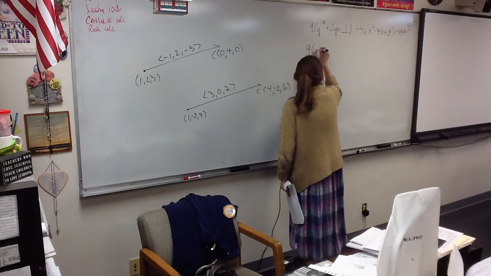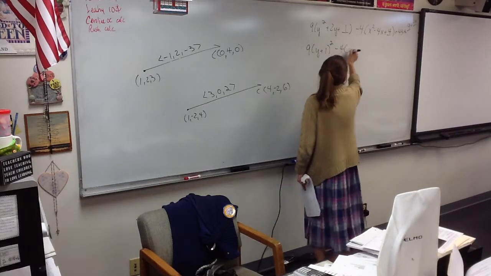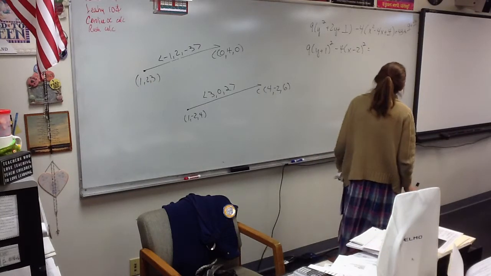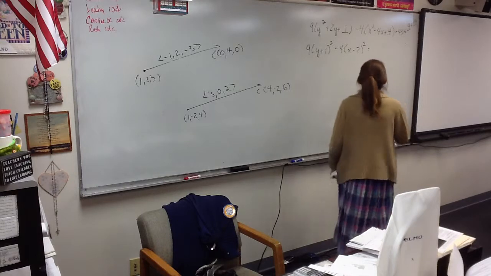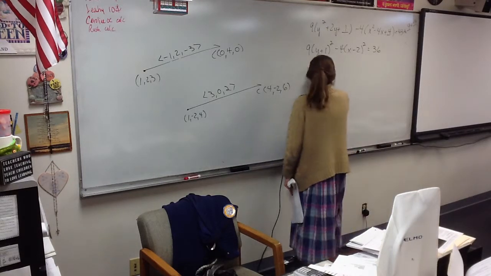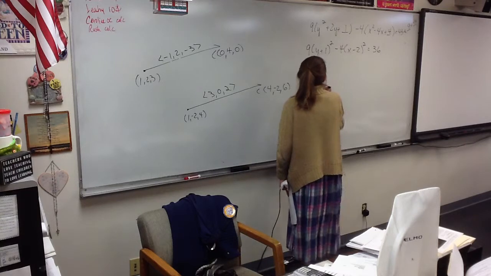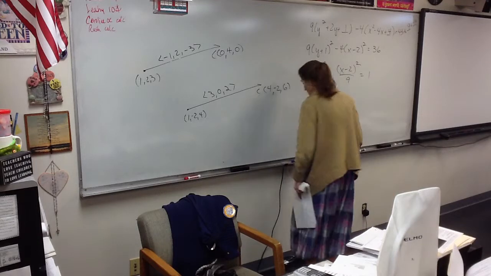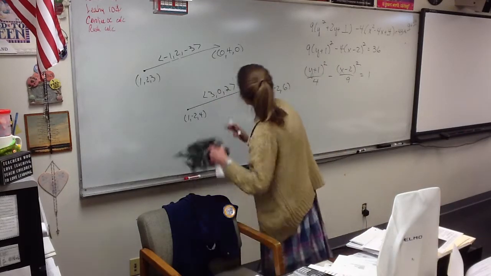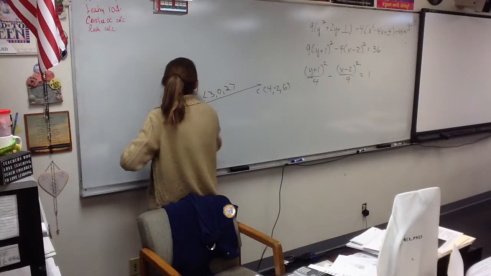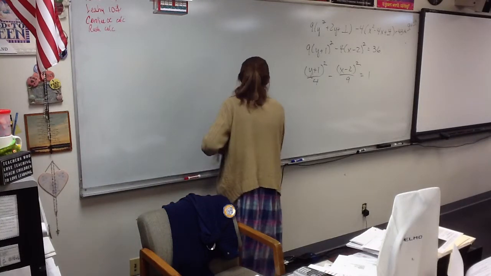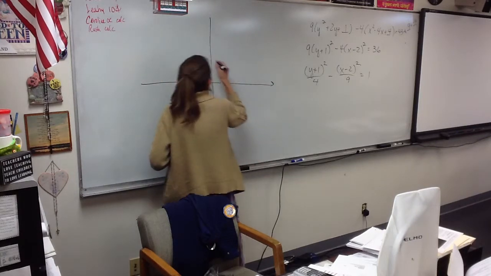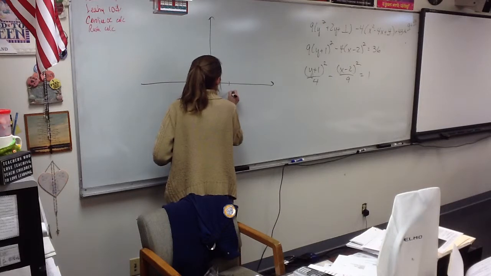So we have 9 times y plus 1 squared minus 4 times x minus 2 squared equal to, let's see if we have another very carefully rigged problem. Oh, we do. So y plus 1 squared over 4 minus x minus 2 squared over 9 equals 1. So what do we have here? A hyperbola. Where is the center of this hyperbola? 2, -1. Very good. Watch that order. 2, -1.